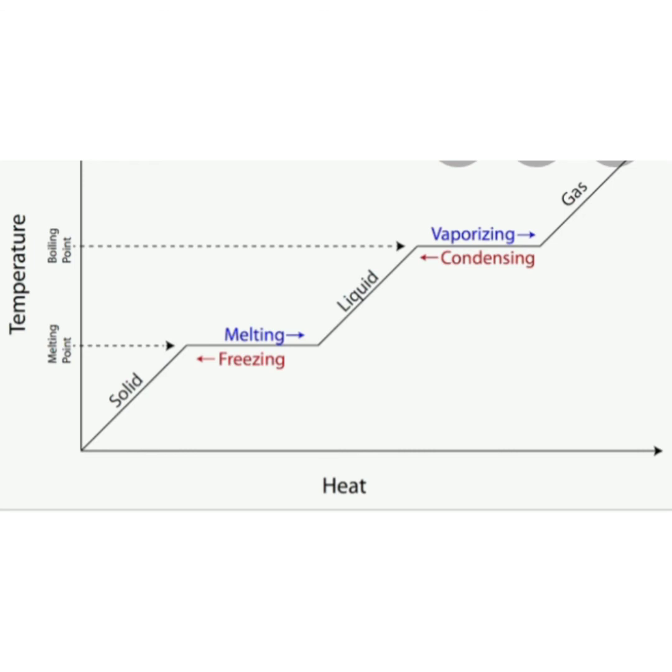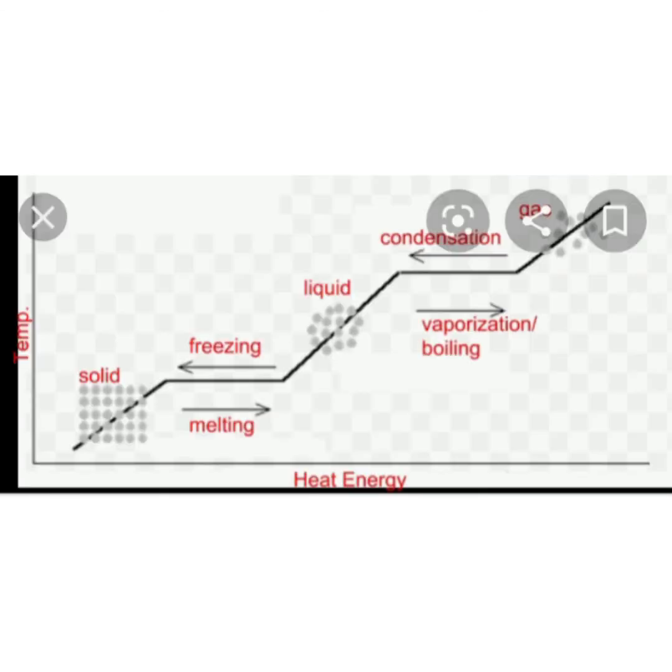Next one, change of state diagram. This is the diagram for melting, vaporization, condensation and freezing. Listen here. The x-axis shows heat and the y-axis shows temperature. This diagram shows that for a solid, as heat is increased, the temperature rises.